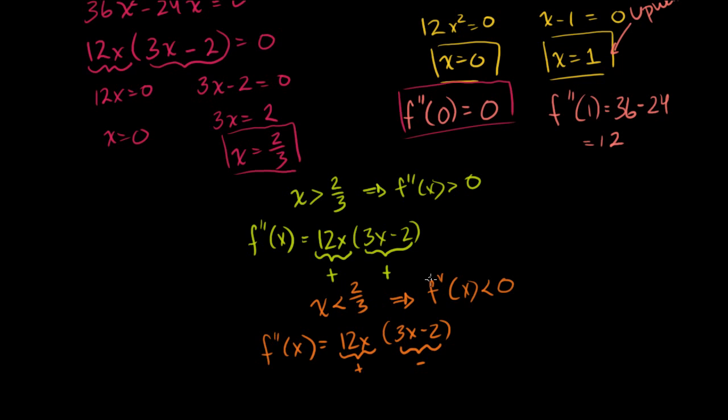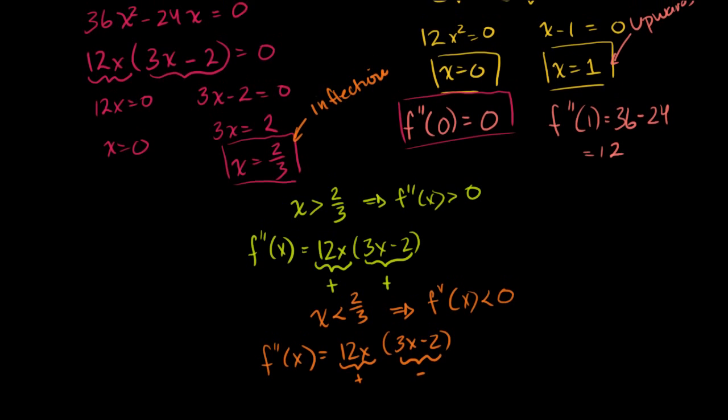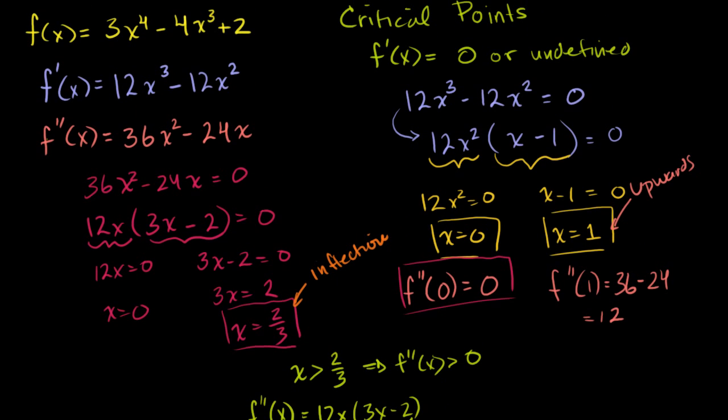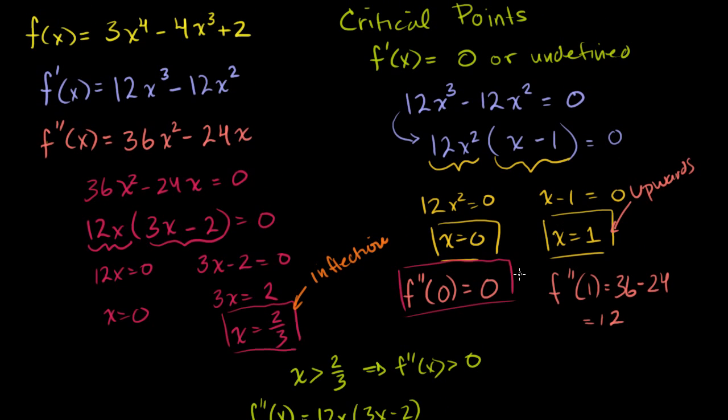Now the fact that we have this transition, when we're less than 2/3 we have a negative second derivative, and when we're greater than 2/3 we have a positive second derivative, tells us that this indeed is an inflection point. x is equal to 2/3 is definitely an inflection point for our original function up here. Now, we have one more candidate inflection point, and then we're ready to graph. Once you know all the inflection points and the maximum and minimum, you are ready to graph the function.